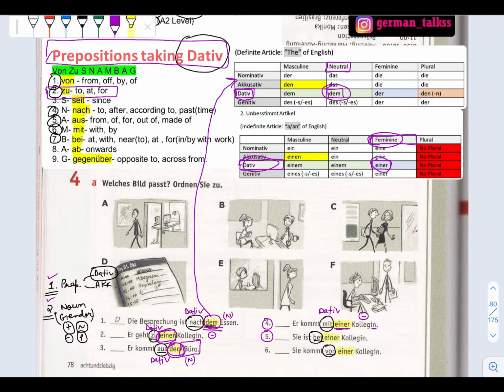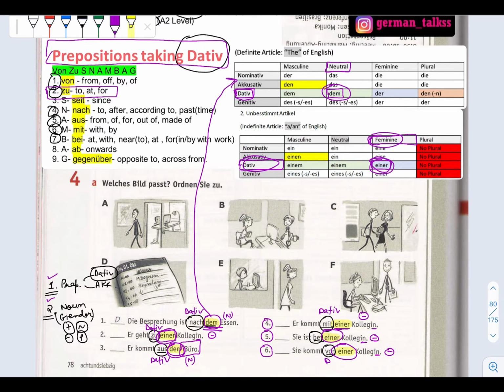5. Sie ist bei einer Kollegin. Again, Kollegin. "In" is there. So, feminine. Dative of feminine. Einer. That's why "einer". 6. Sie kommt von einer Kollegin. Again, feminine, dative, einer. Like this.